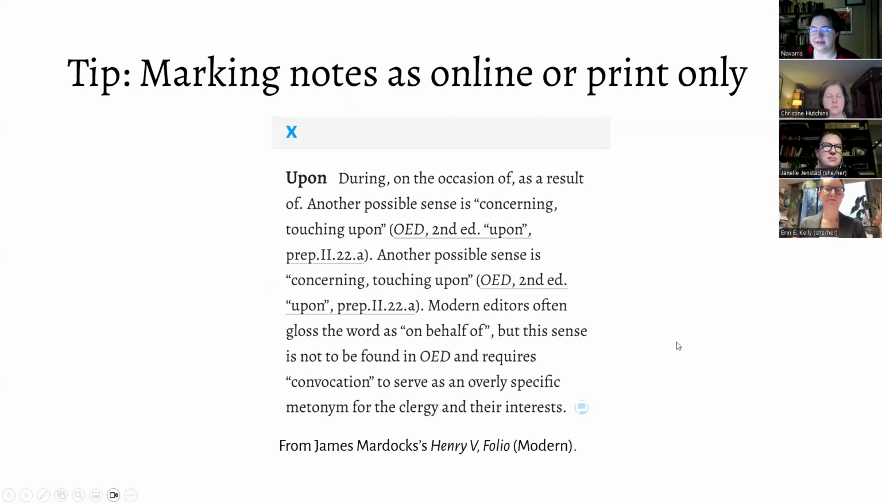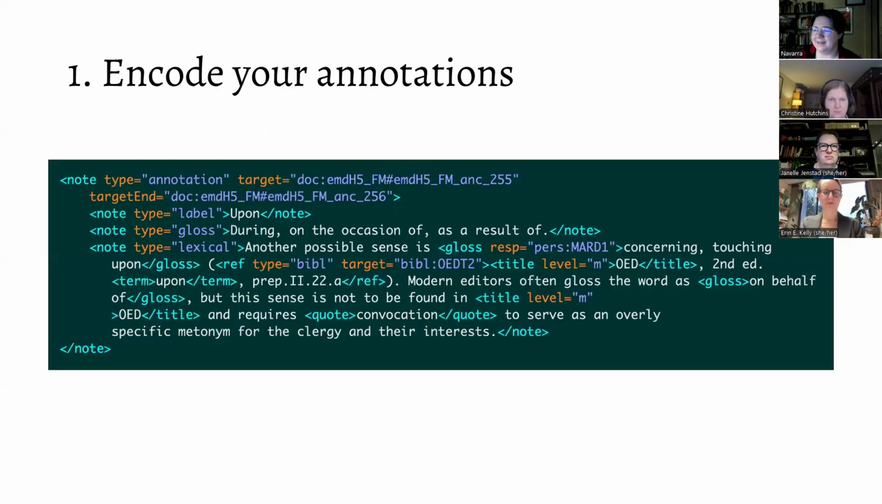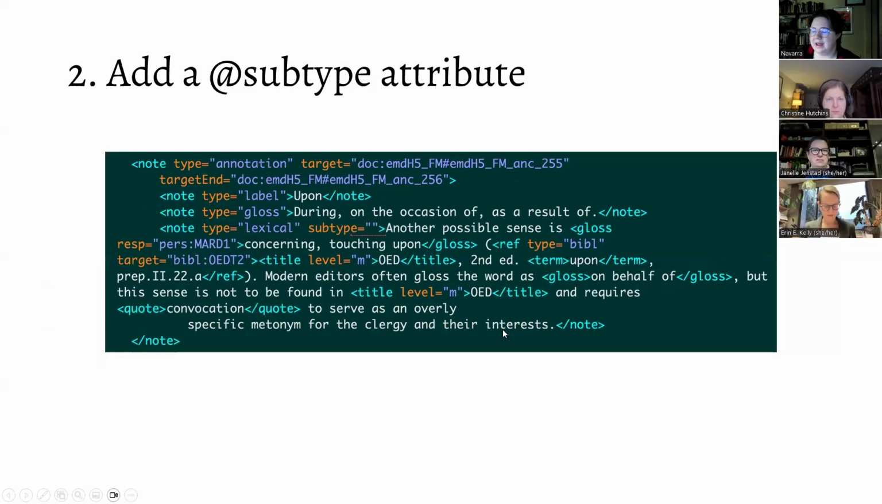And here's an example again from Henry V of one where we've got a long note that's too long for a PDF. And so it got that error message: hey, your note's too long. Please either put it online only or revise it. And so here's how that was dealt with. The first thing is, of course, encode your annotation as usual. This one, we've got a short gloss note and then a long lexical note. That long lexical note is the one that's too long.